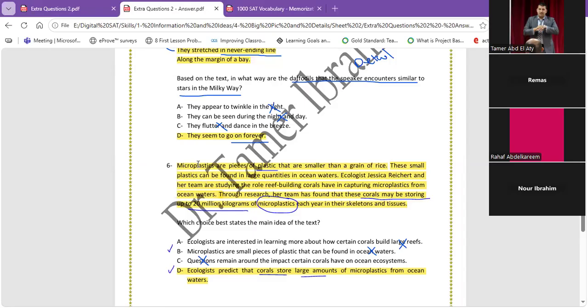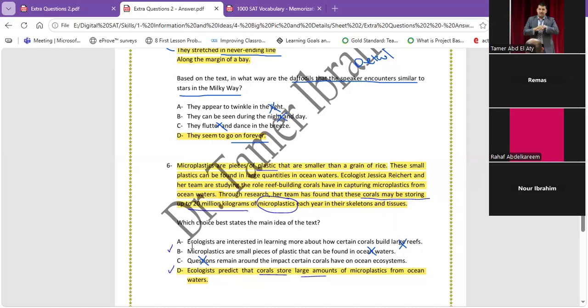Here he said microplastics are pieces of plastic that are smaller than a grain of rice. So this is a definition for the terminology of microplastic. The last sentence: through research, her team has found that these corals, coral reef, may be storing up to 20 million kilograms of microplastics each year in their skeleton and tissues.